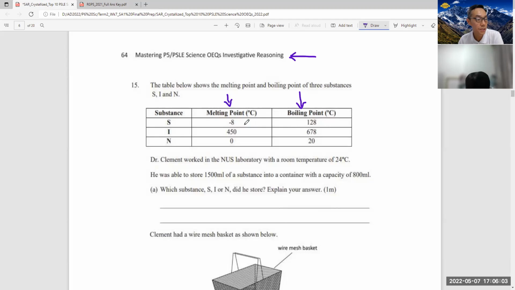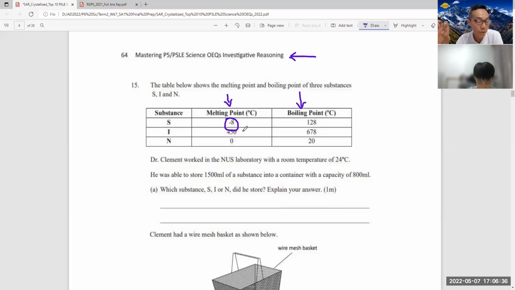Some students are frightened by negative numbers. So negative numbers mean less than 0. For example, substance S, its melting point is -8. So you must imagine that from 0, it becomes -1, -2 until -8. That's why -7 is a higher temperature than -8. -9 is a temperature lower than -8.